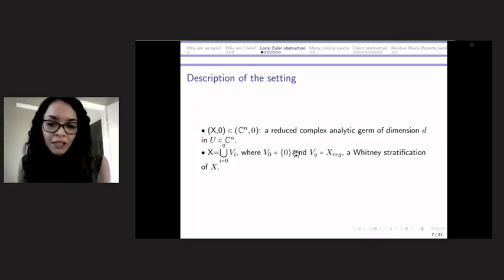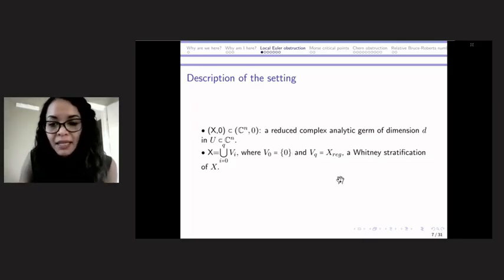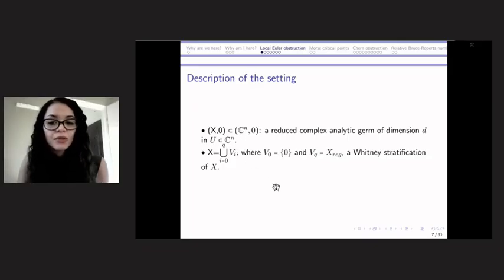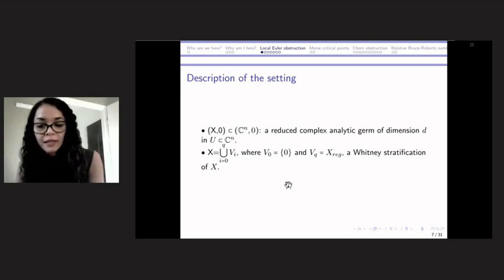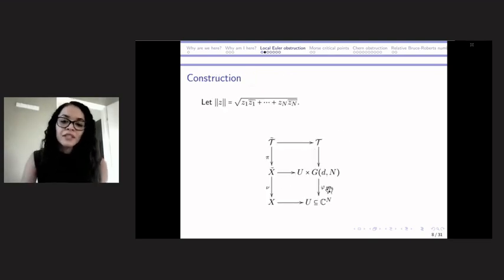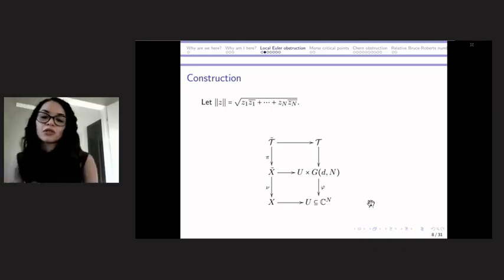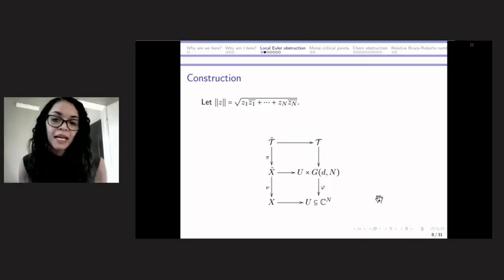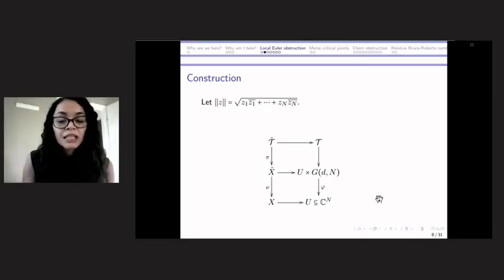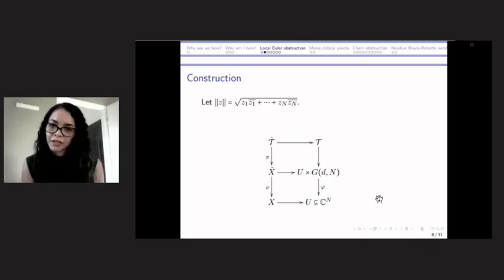So I will start with a reduced complex analytic germ, X, in C^n. And I'm going to use, for the moment, a Whitney stratification of that variety, right? I will start by showing you the definition of an invariant, a number that gives information about the singularities of a variety. All right. For that, let's see.